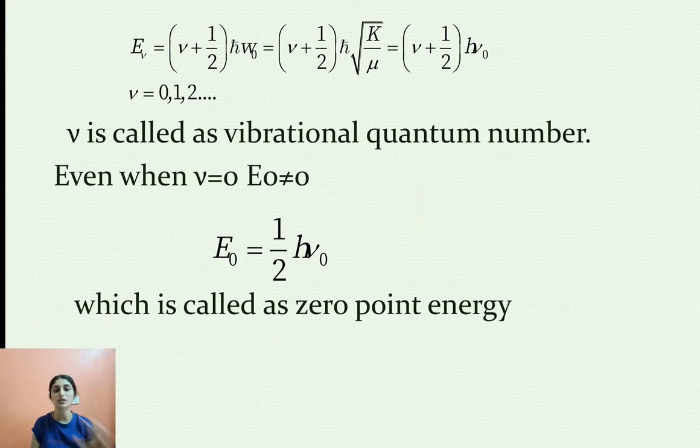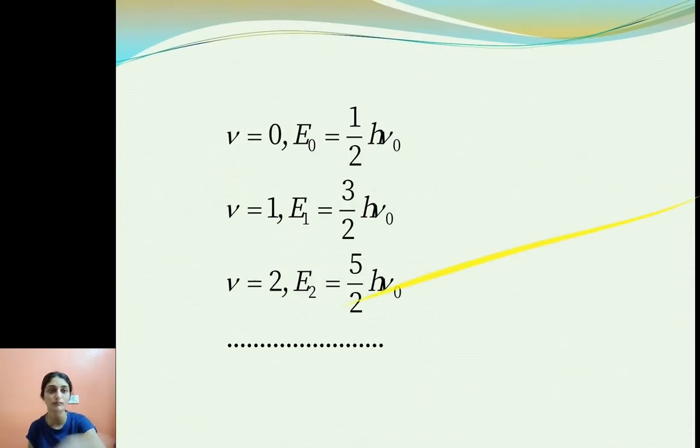So here nu is called the vibrational quantum number, and even when nu is 0, E0 is not equal to 0. That means when the vibrational quantum number is 0, we still do not get energy equal to 0. The energy corresponding to vibrational quantum number 0, E0 equals half h nu 0, is called the zero point energy. So when nu is 0, we get E0 equals half h nu 0.